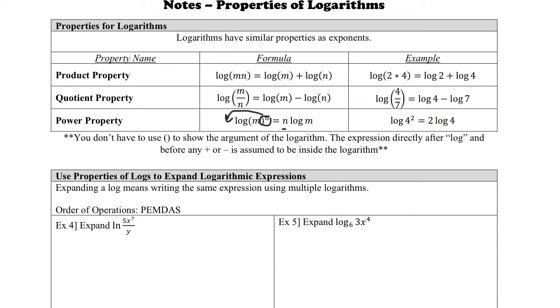A couple things. I don't actually need the parentheses because whatever's directly after ln or log, we assume is inside the logarithm. It's the argument of the log. Second thing is, these properties are only able to be used when you have like bases. So if I have log base 4 and log base 8, I cannot use these properties.